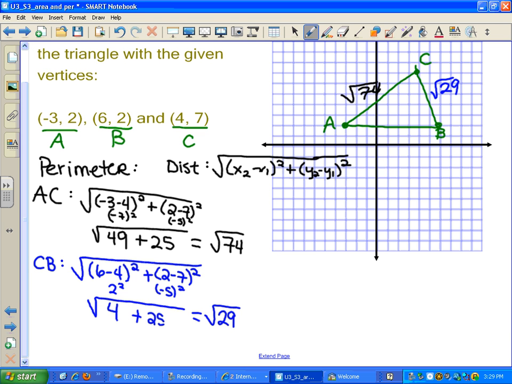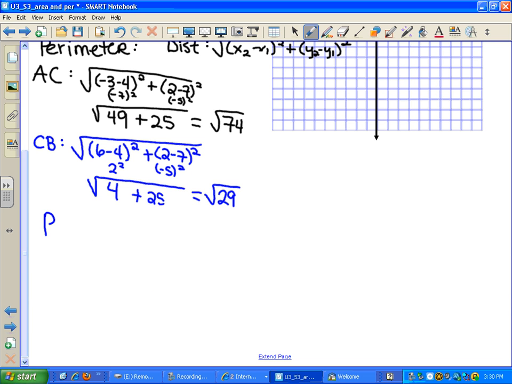Now, staying with my picture, I see that A and B are both on a horizontal line, so I can find the length of AB simply by counting. 1, 2, 3, 4, 5, 6, 7, 8, 9. The length of AB is 9. So if I'm going to find the entire perimeter, and we'll label that as P, I'm going to take the square root of 74, add the square root of 29, and then add 9.